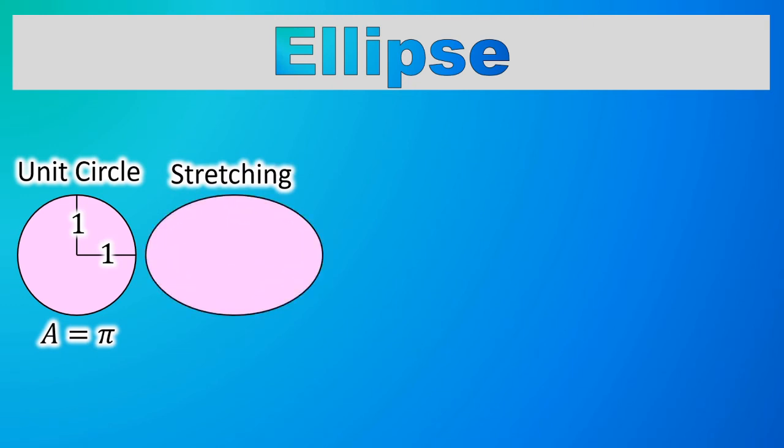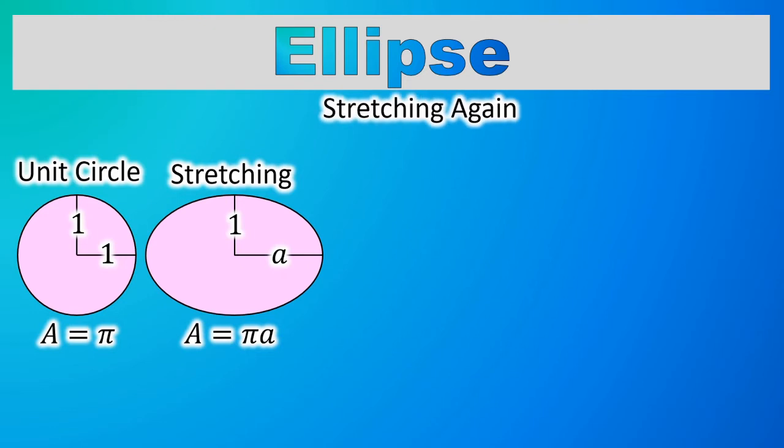Now we're stretching it horizontally, so this length would still be 1. However, this length would be something other than 1. Let's call it A. Because we're stretching it by A, the area would be pi times the amount we stretched, or pi A. Now stretch it vertically.